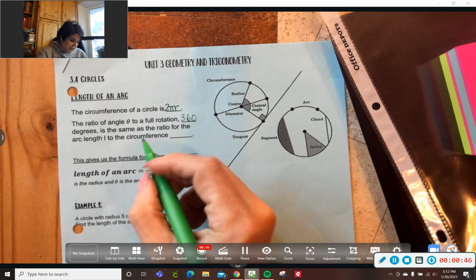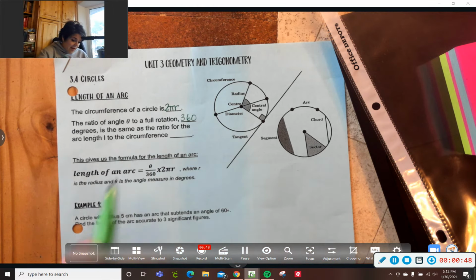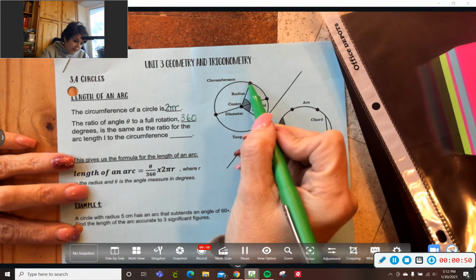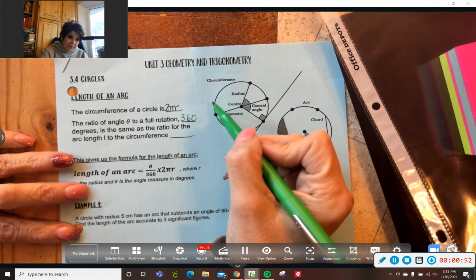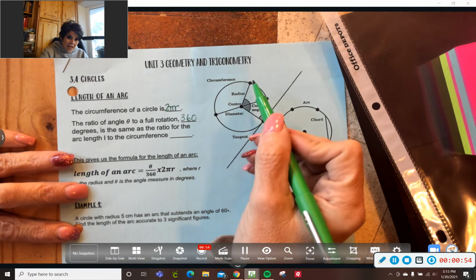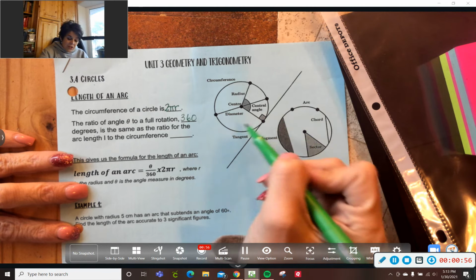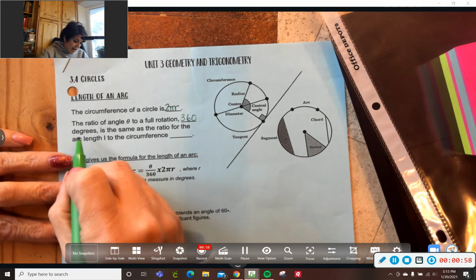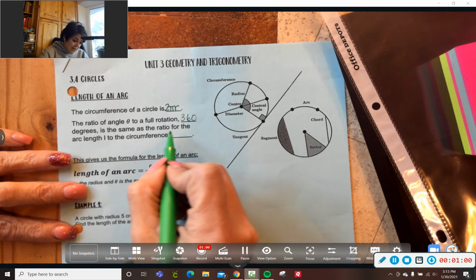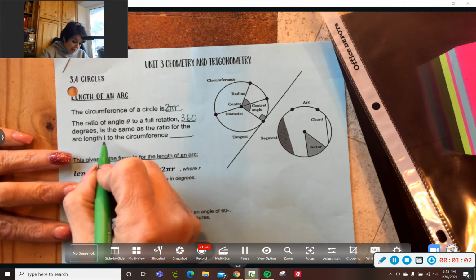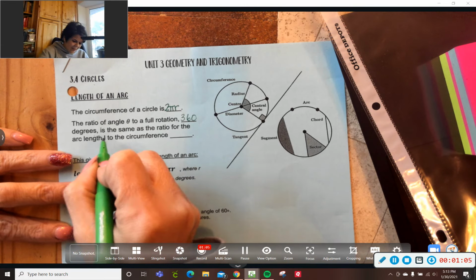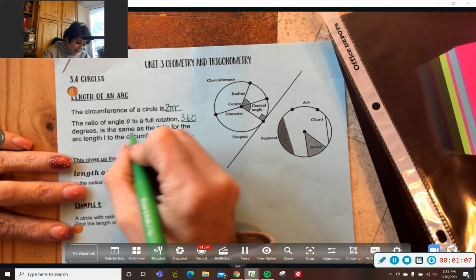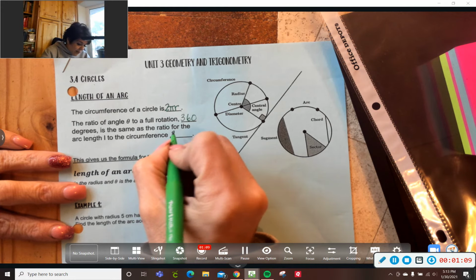Anyway, the ratio of the degrees is the same as the ratio for the arc length. This is just some facts here. The circumference of the circle is this. The full rotation is 360 degrees. And the degrees is the same as the ratio for the arc length L, and that's an L, it's probably not the best font to use. The circumference is 2 pi r.